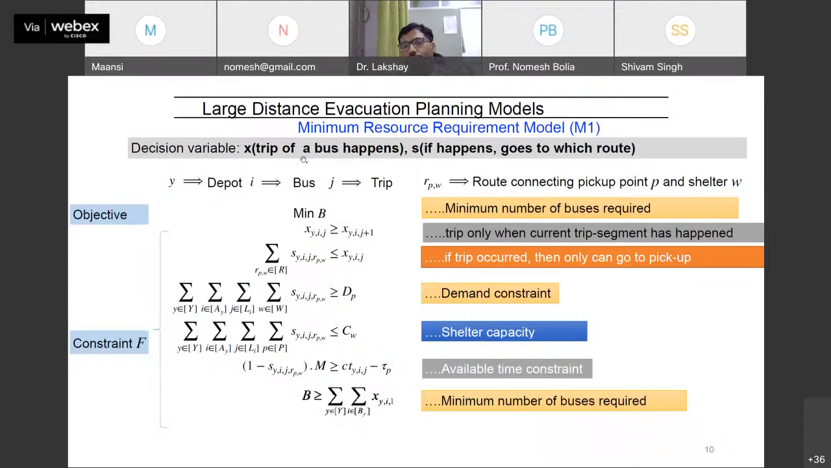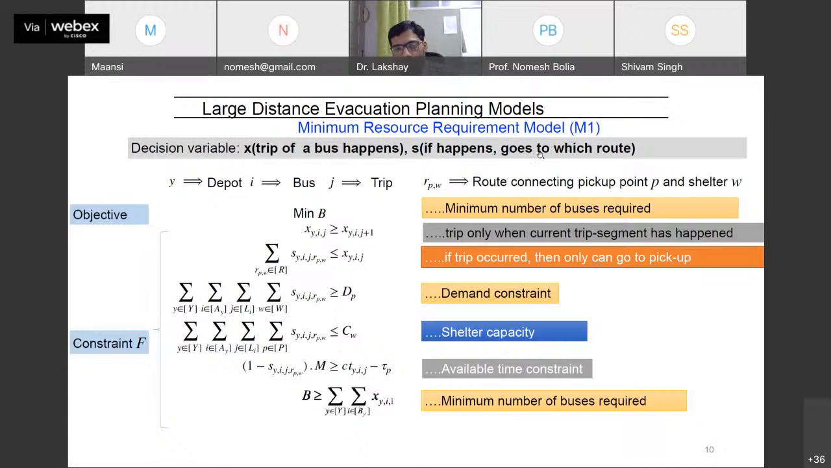There are two kinds of variables I've defined here. One is X. X is a binary variable which says whether the trip of a bus is happening or not, meaning whether I'm using that bus or not. If the first trip is happening, then I'm using that bus, otherwise I'm not using that bus. If it is happening, then which route will it go to?